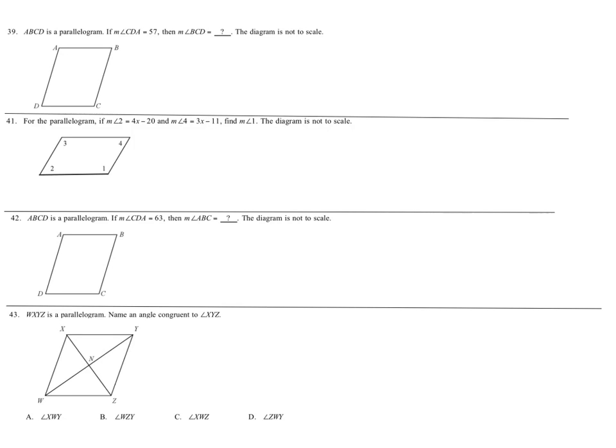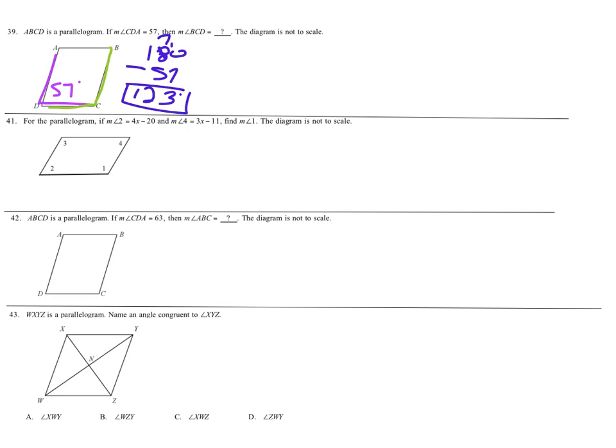39 says ABCD is a parallelogram. If CDA, this angle, is 57, then which angle are they asking about? BCD. They're asking about this angle, and since they need to sum to 180, you can say 180 minus 57, and you get 123 degrees. Right? Easy.